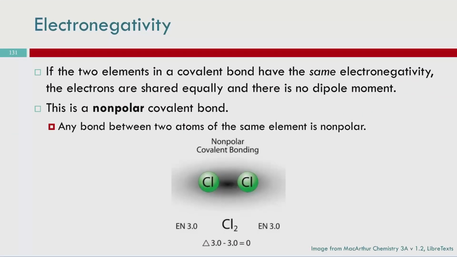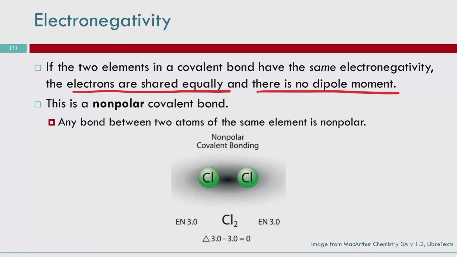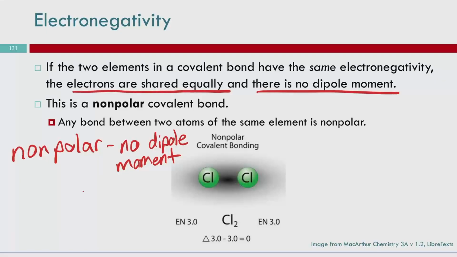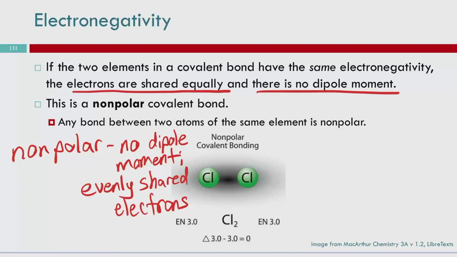Here's one of the other options that I alluded to earlier. If two elements in a covalent bond have the same electronegativity, the electrons are shared equally, there is no dipole moment. And we call this nonpolar. So nonpolar means that we have no dipole moment, or means that we have evenly shared electrons in the bond.